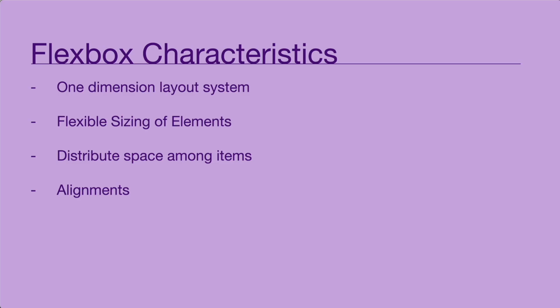Next up, we have the order. Now, what does order mean? With Flexbox, the visual order of the elements can be changed. This means that we can easily rearrange the display of content without altering their order in the HTML structure.